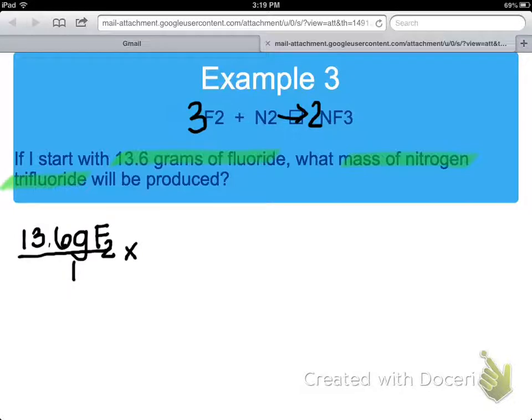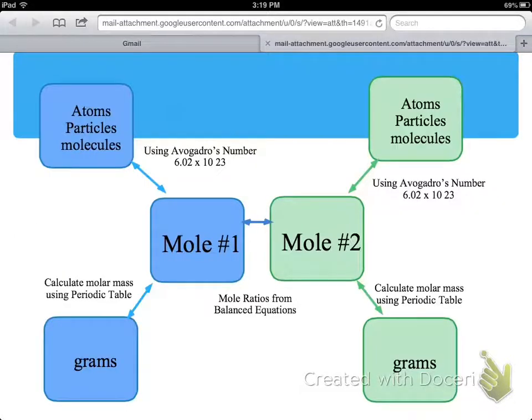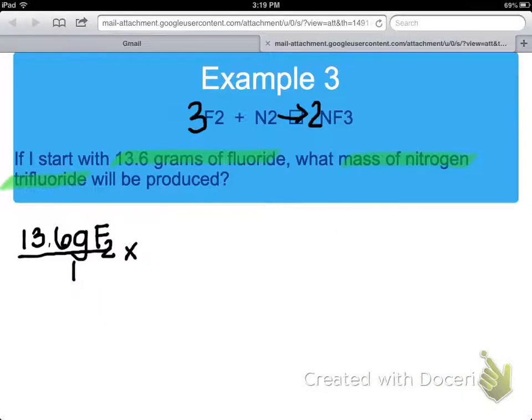So I've got what I'm given. So now I got to figure out where I go next. My next step is to go to moles of that F2. So to do that, we need to calculate molar mass using the periodic table. So let's go back to that. Grams of F2, since it was on top in the previous step, automatically goes on the bottom. My chart just told me I'm going to convert to moles of F2.